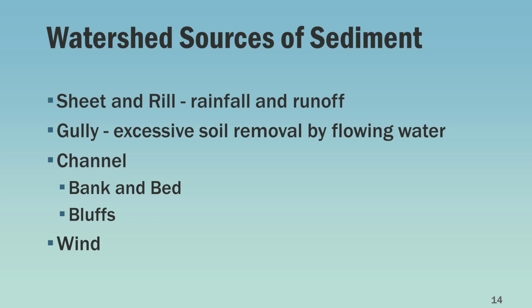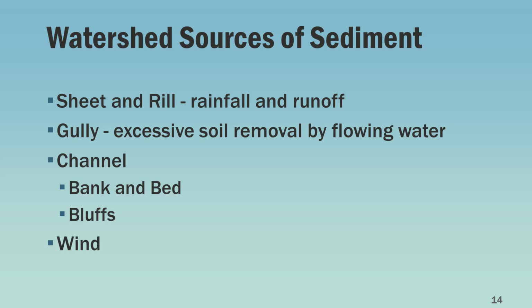The watershed source of sediment generally consists of sheet and rill erosion, which are caused by the impact of raindrop and the runoff that follows. As water moves through the landscape, excessive soil detachment and removal may occur along flow lines, resulting in formation of ephemeral gullies. Channel erosion generally consists of bank and bed erosion, a result of physical processes associated with stream flow energy acting on the channel.